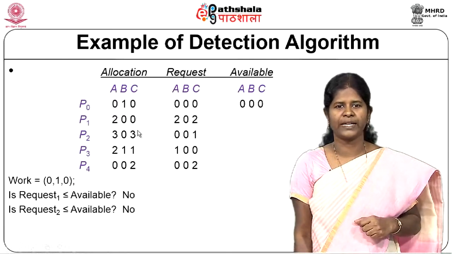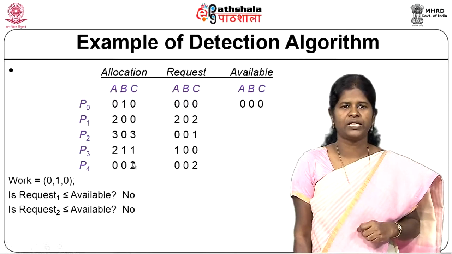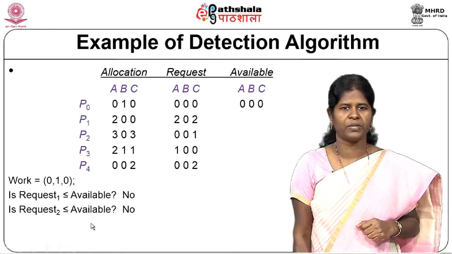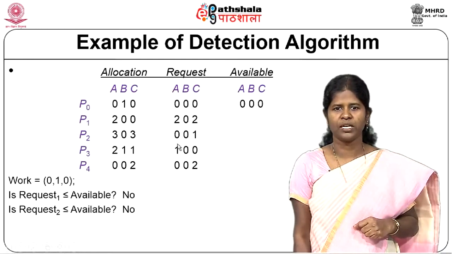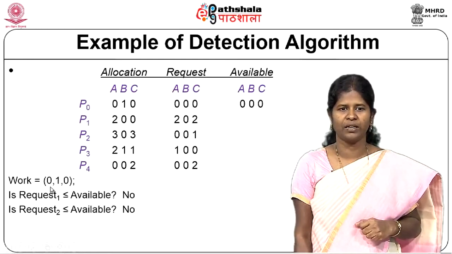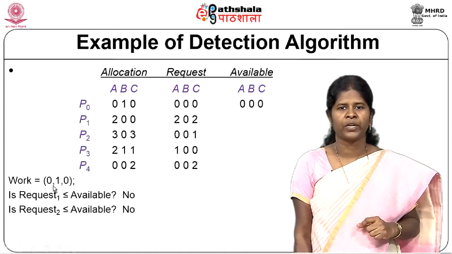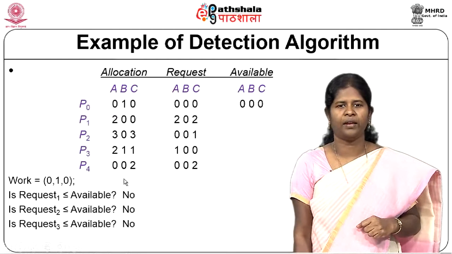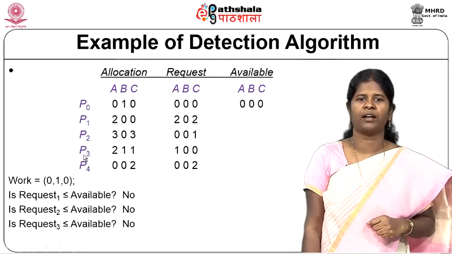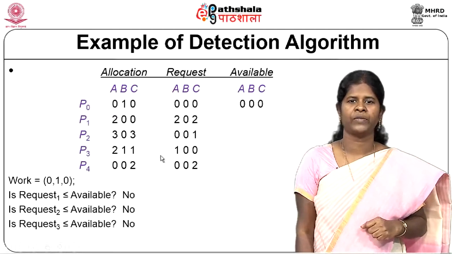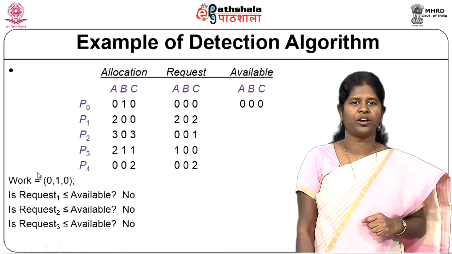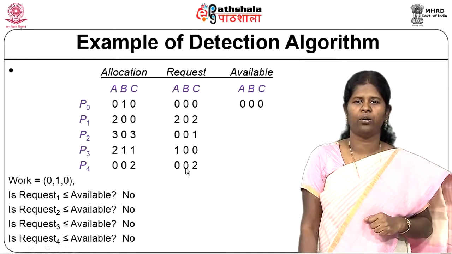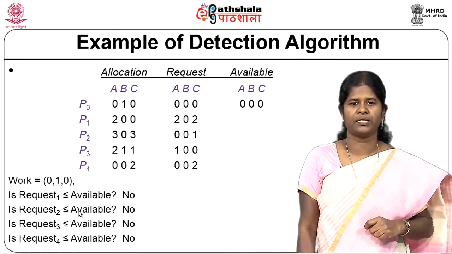So, we move on to the next process P2. We check if 0 0 1 can be satisfied from 0 1 0, that also cannot be satisfied. Because you need one more instance of C, and here there is only one instance of B, no instance of A, no instance of C available. Then you try to check if you can satisfy the request of P3. P3 needs one instance of A, that cannot be satisfied. Then check if you can satisfy the request of P4. P4's request also cannot be satisfied.